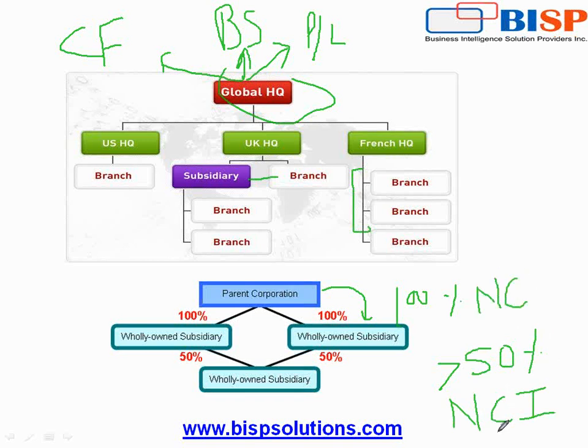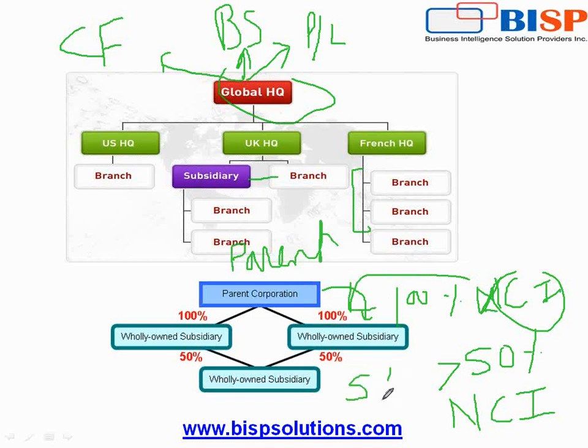non-controlling and controlling interest. Controlling interest means your parent company is controlling all the subsidiaries. Non-controlling means you own just 5% of the stake, so you cannot decide who is going to be the CEO of the company.